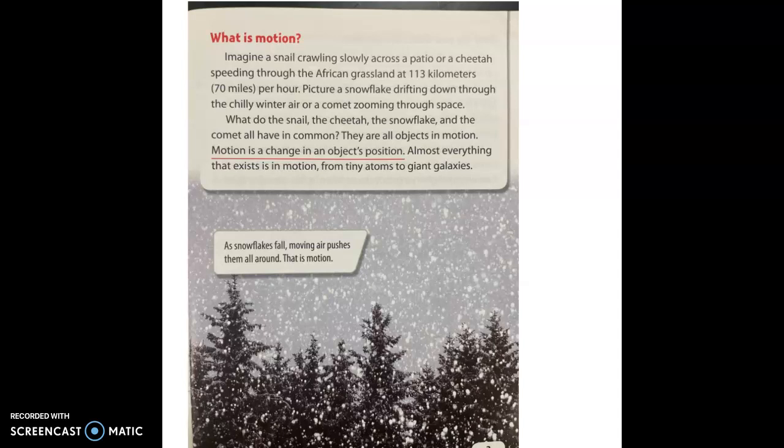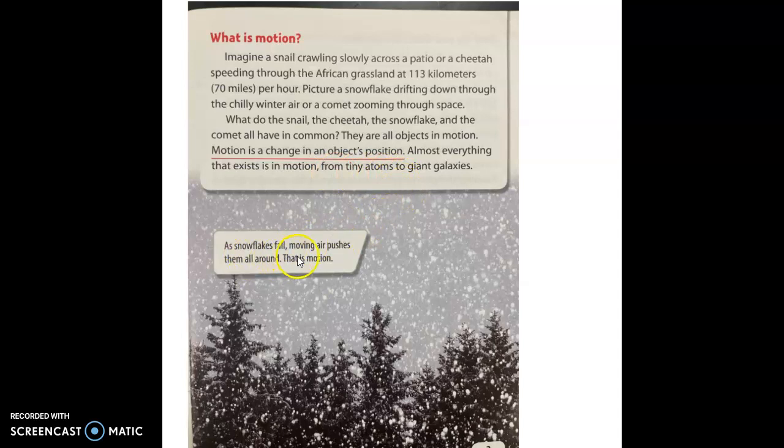Picture a snowflake drifting down through the chilly winter air or a comet zooming through space. What do the snail, the cheetah, the snowflake, and the comet all have in common? They are all objects in motion. Motion is a change in an object's position. Almost everything that exists is in motion, from tiny atoms to giant galaxies.